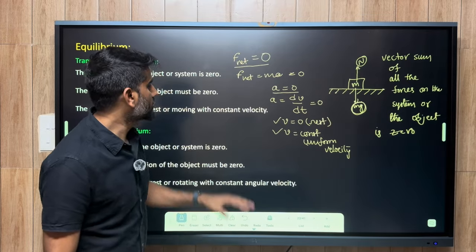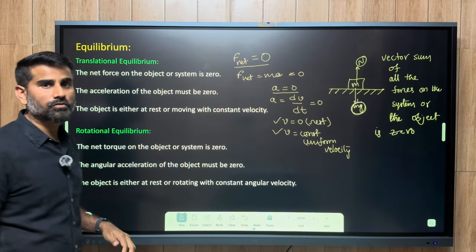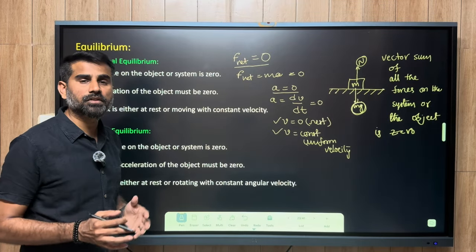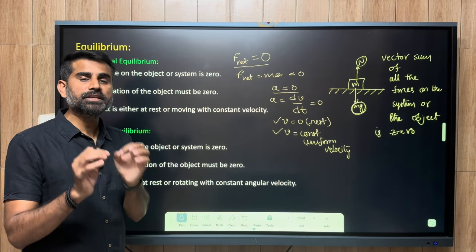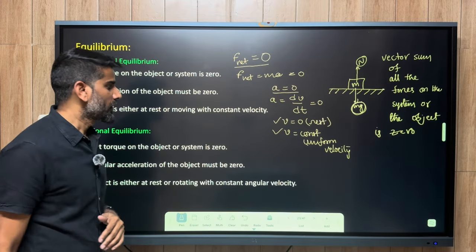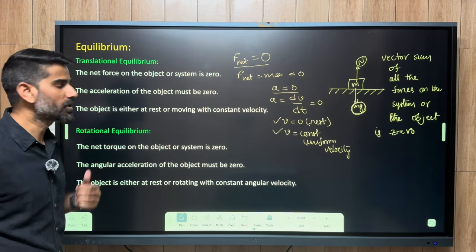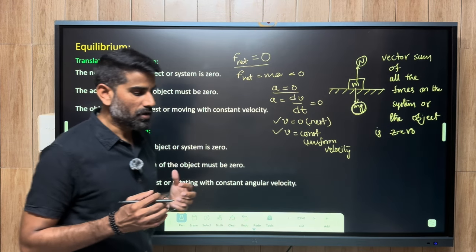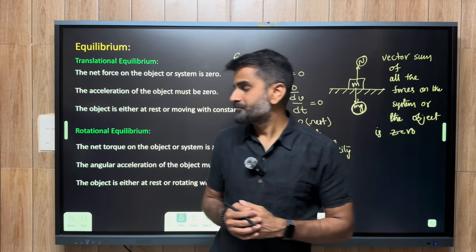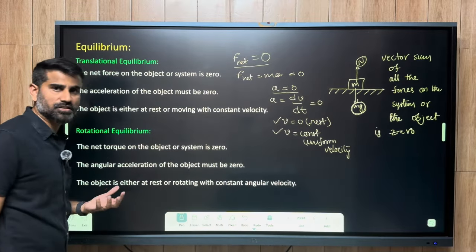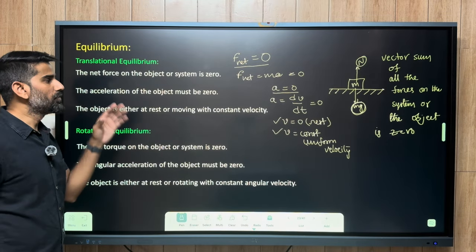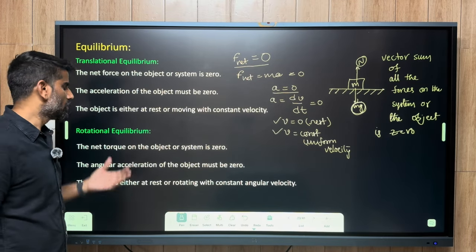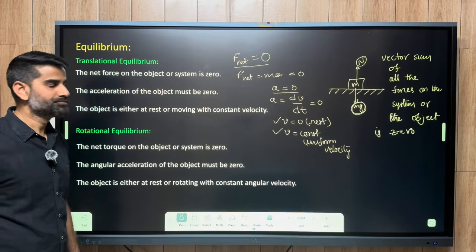Okay, so this is all about translational equilibrium. Whenever we come across translational equilibrium, we have to consider the net force on the system is 0. Okay, now coming to the second case of equilibrium, that is rotational equilibrium. This kind of equilibrium we observe in case of rotational motion. Let's understand this rotational equilibrium as well, although in this lecture we mostly use translational equilibrium.